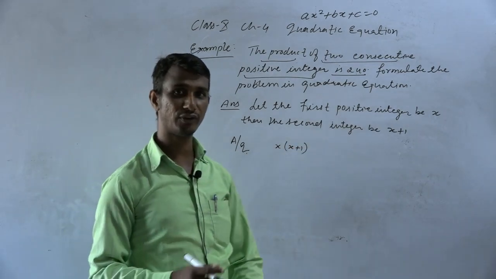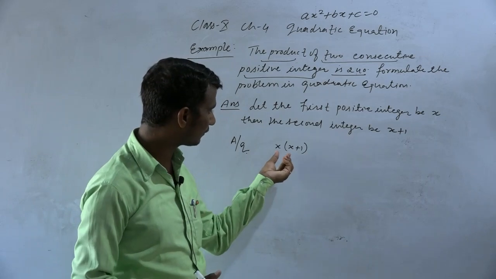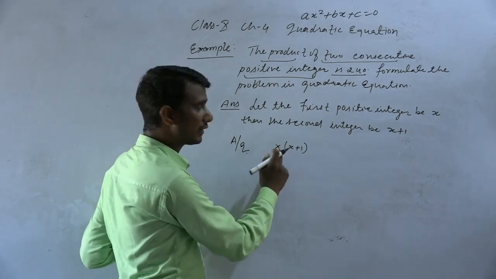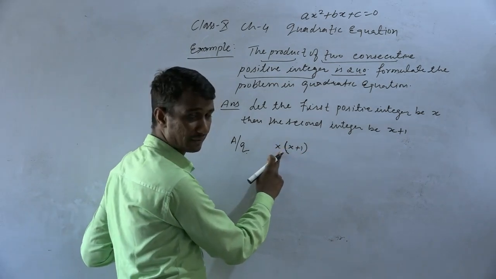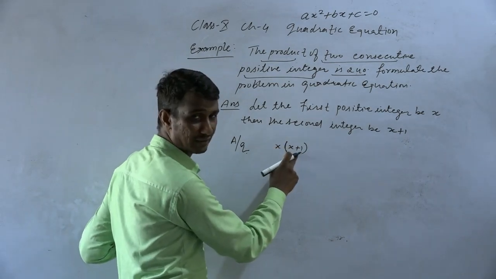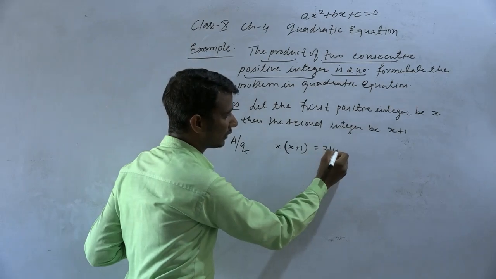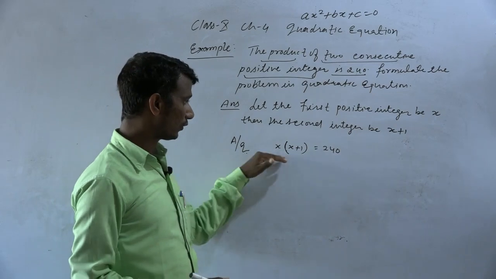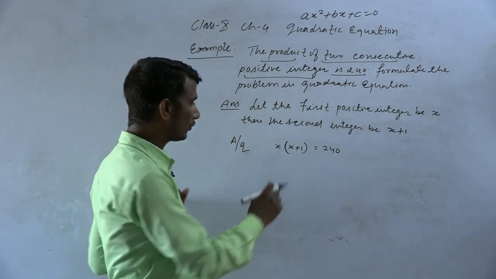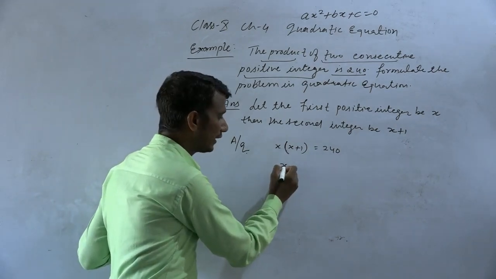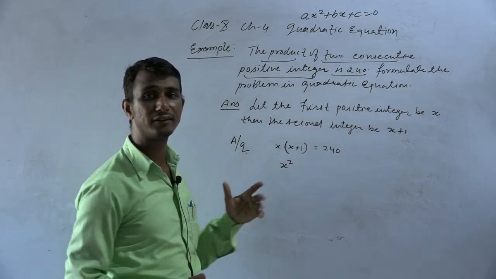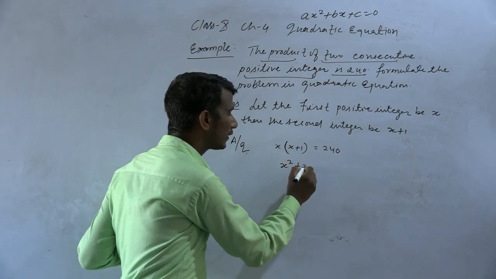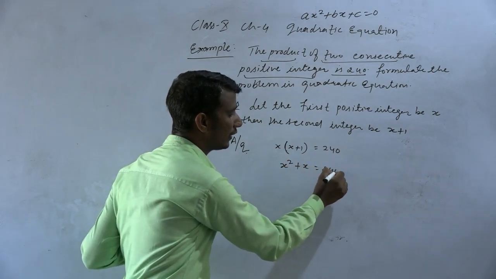And you know how to write the product form in algebra. I am using a bracket to show the multiply sign. So this is the first integer and this is the second integer, and we get the product 240, right? Now open it: x multiplied by x gives x square according to the exponent rules, and x into 1 gives x, that is equal to 240.